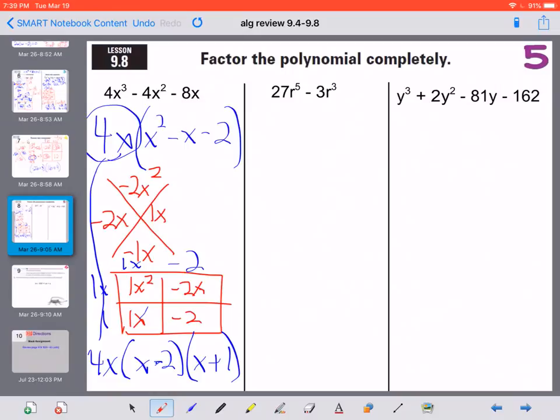Next one, what can I take out of both? Well, I can take a 3, I know for sure. And I can also, looks like, take r cubed. So if I take 3r cubed out of the first one, I get 9r squared. The next one, I'm going to take out the whole thing, so it's just going to be negative 1.